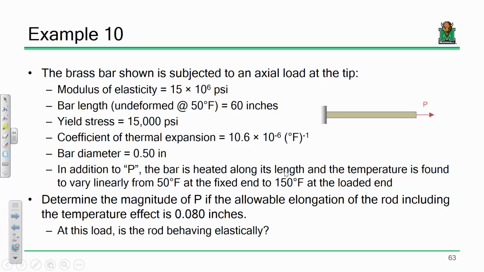Determine the magnitude of P if the allowable elongation of the rod, including the temperature effect, is 0.08 inches. So tell me, what do you think we need to do? If we know the temperature causes a deformation of 0.0318, what do we do? Subtract it from that, so we get like 0.048 something, and then what? Exactly. We figure out what load P causes that difference. That's what we're doing. Okay, so let's do that.